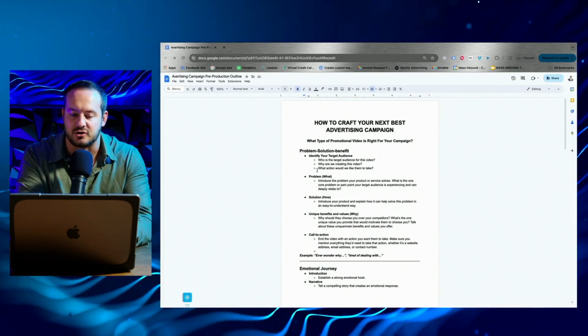So identify your target audience, identify and address the problem, then come up with the solution, provide some unique benefits and values, and then end with how they become engaged and what to do in order to work with you, with a call to action. That typically is a really great way to create interest, consideration, and take it to the next level to get involved with a call to action. Again, some examples of this.